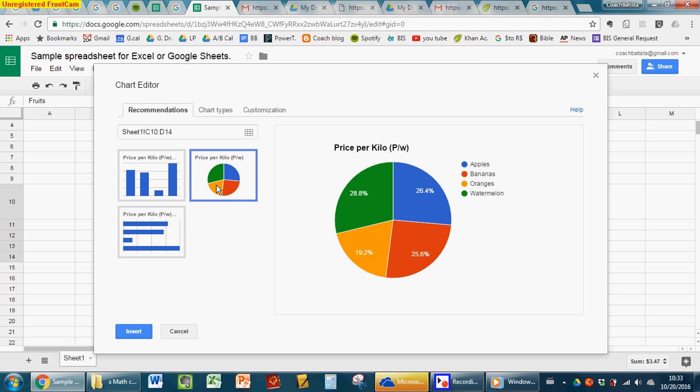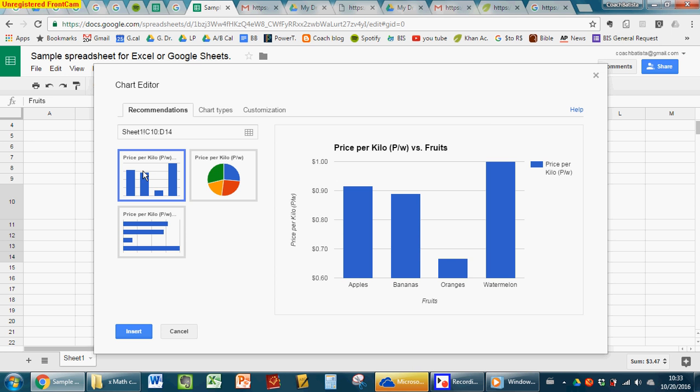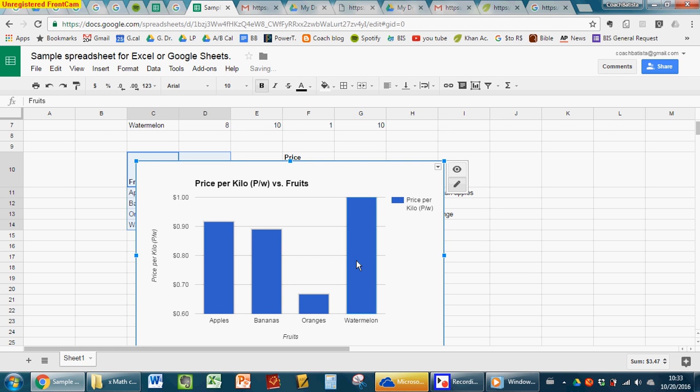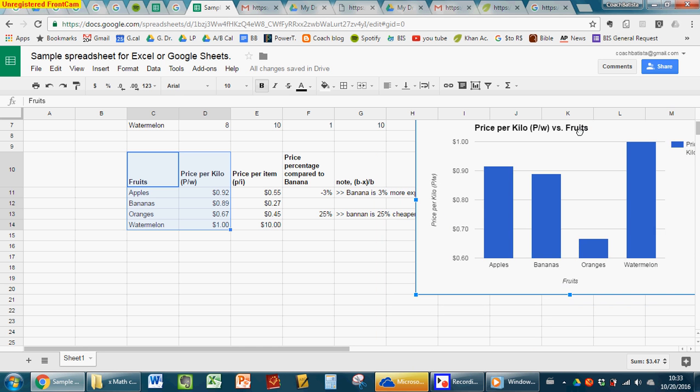Or you could do a chart like this, you know. This is not a very good chart because we're talking about price. You could do a chart like this. I like this one the best, so I'm going to click insert, and there you go. So now you have a chart of price per kilo. Then you can blow this up and make a big graph, or you can make a poster based on this graph. You can do this by hand also, this graph. But anyways, it's a bar graph that reflects this data.